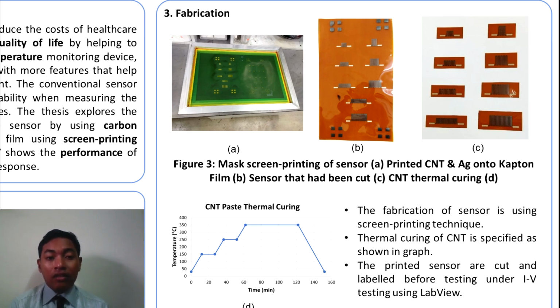After that, the mask is covered with the carbon nanotube paste. The paste is then forced through the mask and onto the substrate using a squeegee. All printed sensors are thermally cured in a furnace for a specific amount of time and temperature as shown in Figure 3D. The process is repeated after applying the silver paste for electrode onto the sensor. After the thermal curing process, the sensor is cut and ready to be tested.